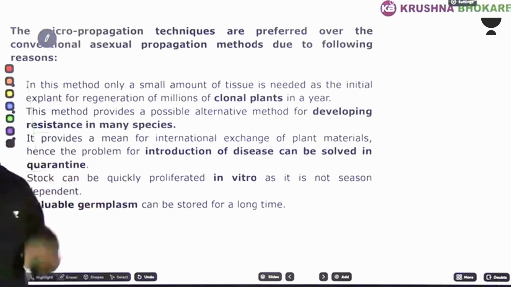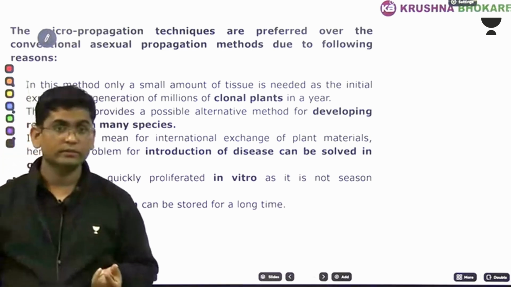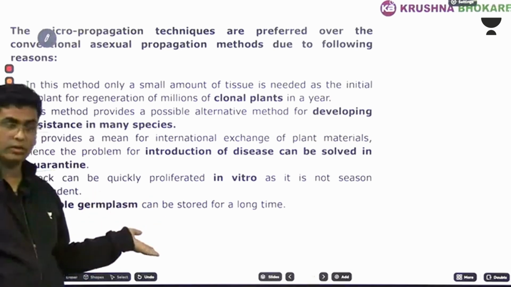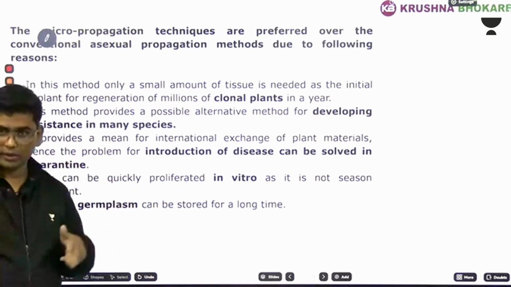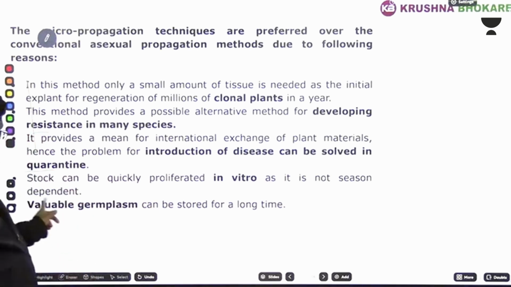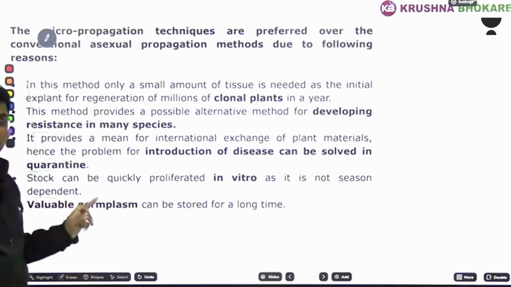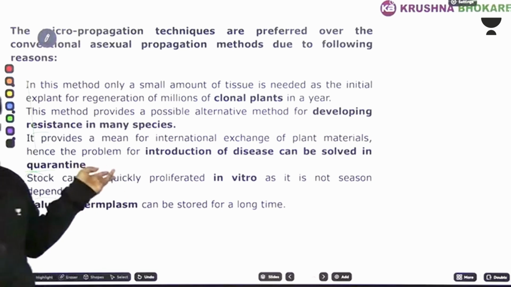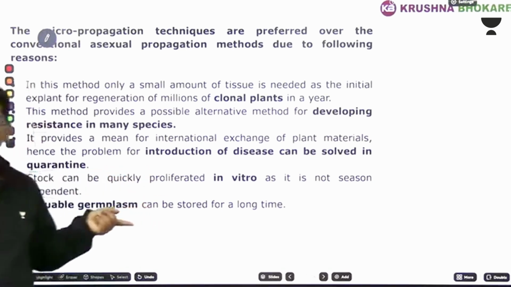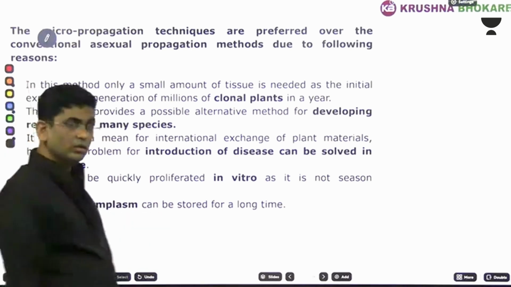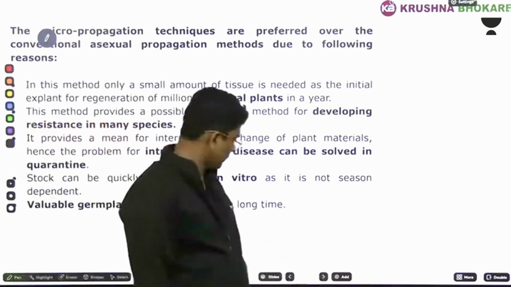If there is any infestation of the whole plant by viral disease, you can take which plant part of the tree, which is a viral free part of a tree, meristem, right. So you can take meristem and then go ahead with the tissue culture, so you can develop a whole new population without that virus. So stock can be quickly proliferated in vitro, not season dependent, no need for the season. We have seen that budding and grafting are mostly done in winter or spring season, but tissue culture can be done in any season because it is under controlled condition, correct. So valuable germplasm can be stored for a long time with tissue culture.